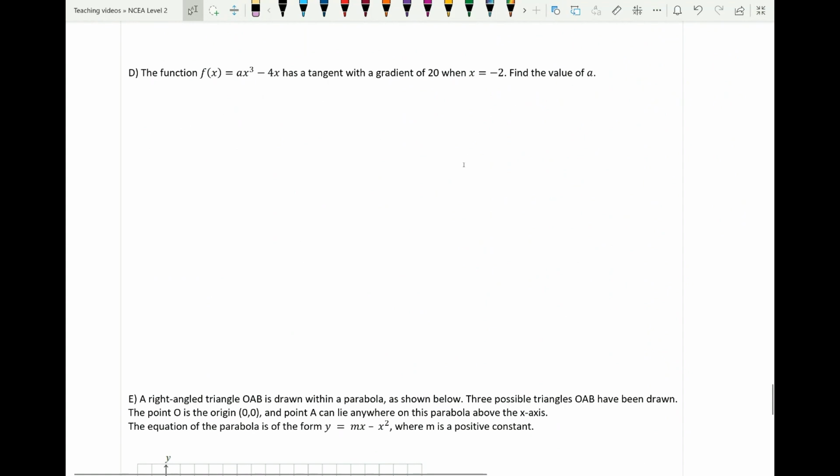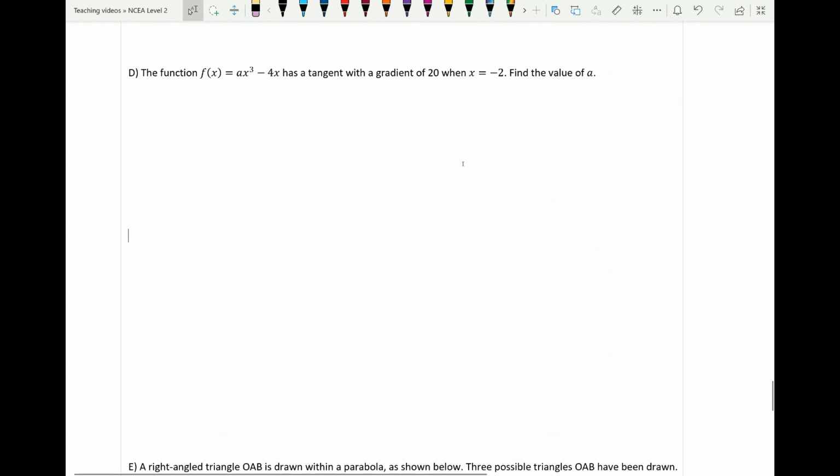On to question D. Just move that a little bit further down out of the way. The function f of x equals ax cubed minus 4x has a tangent with a gradient of 20 when x equals -2. Find the value of a.